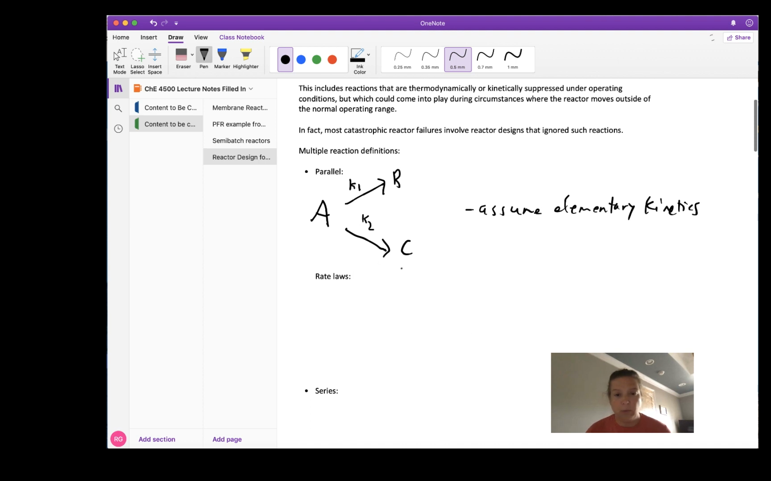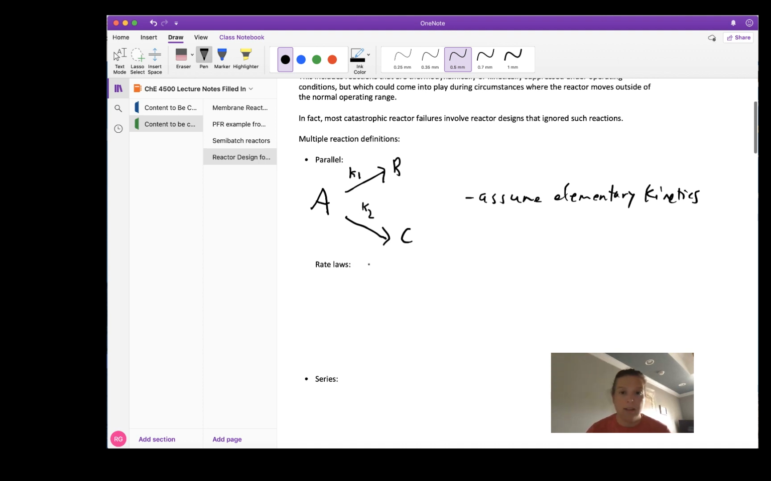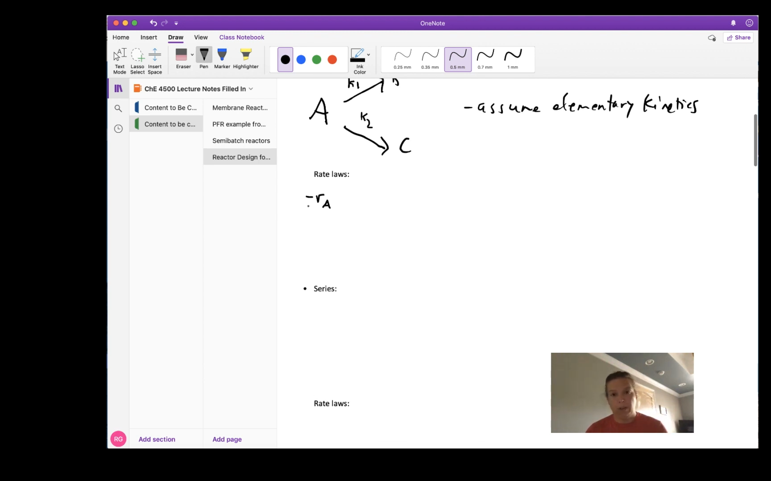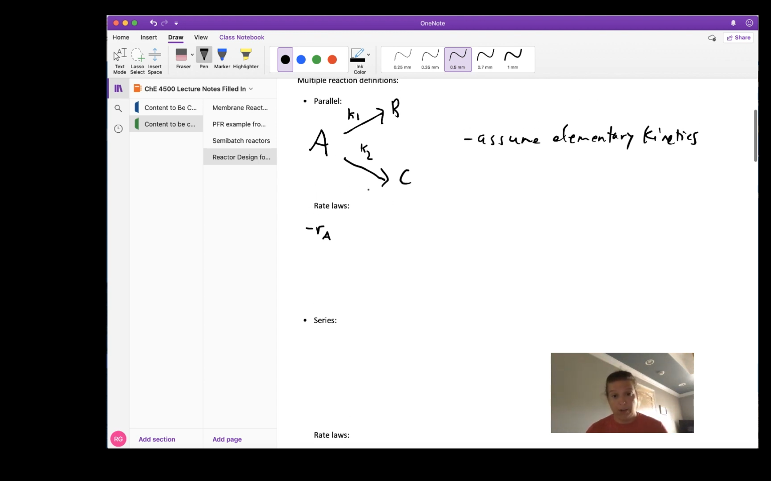And I can write rate laws for species A, B, and C. So the rate law for A, minus Ra, is now going to have contributions from both reaction 1 going to B and reaction 2 going to C. So that's going to be equal to k1 times Ca plus k2 times Ca. Notice this is a rate of consumption, so A is being consumed in both reaction 1 and reaction 2.